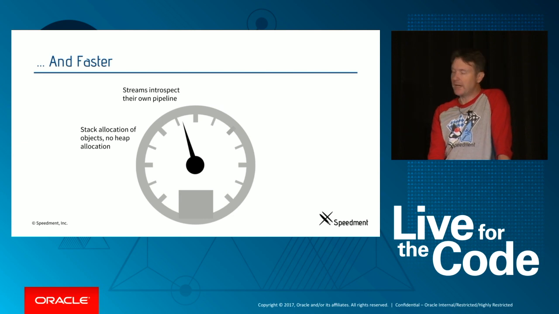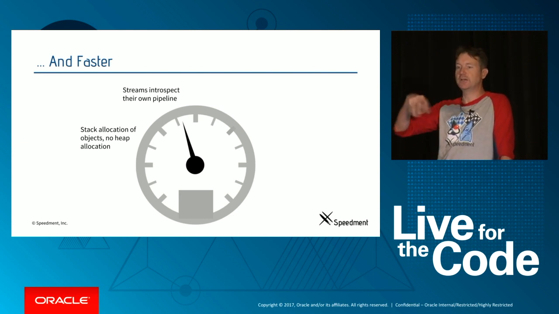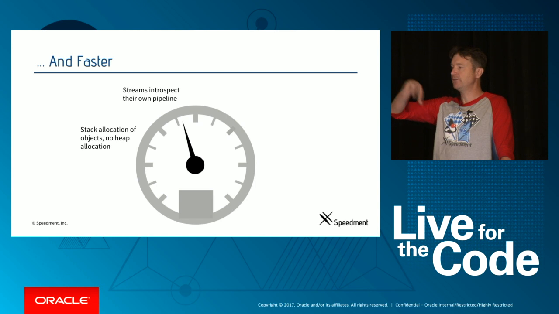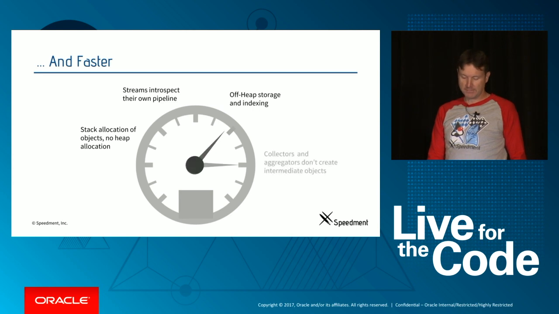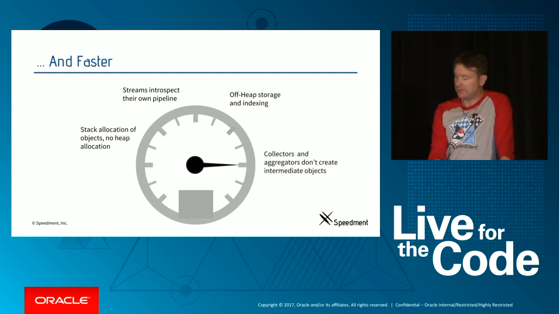Streams introspect their own pipeline, so before the stream starts, they look at their own pipeline and try to rearrange, break out, use indexes, and reorder things to make it more efficient before the actual stream starts. We have off-heap storage and indexing, and collectors and aggregators don't create intermediate objects.